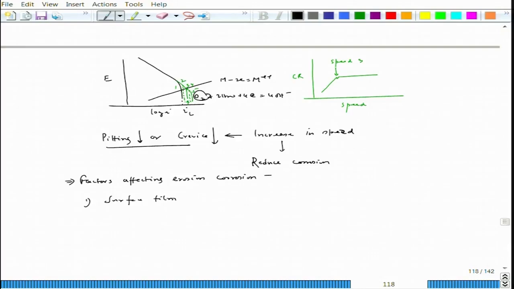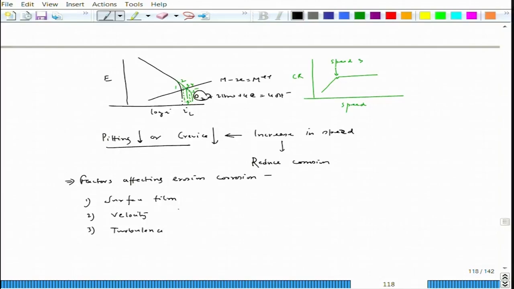We have already seen a couple of examples, like in the case of lead, copper, and brass, that can affect the erosion corrosion. Second is velocity. We have seen that until we reach a critical value, it cannot lead to aggressive erosion corrosion, but once it reaches the critical velocity value, the rate of erosion corrosion would be very fast. Third is of course turbulence.